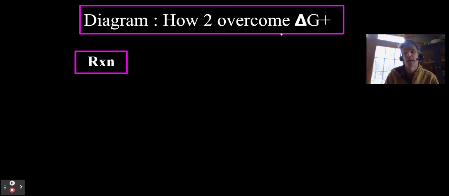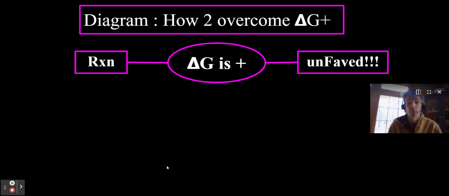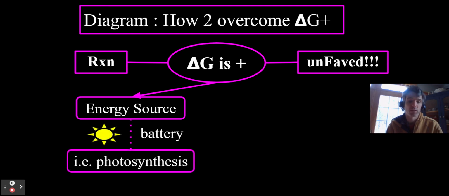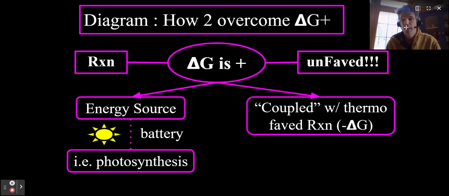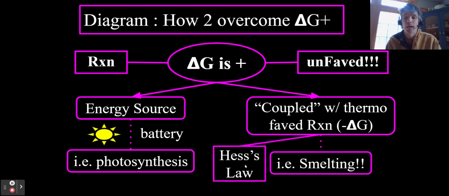I have a reaction with a positive delta G value, so that means it's unfavored thermodynamically. One way to get around this is to use an energy source, and that's just what we saw in photosynthesis. Your energy source doesn't necessarily have to be the sun. It could be a battery or a current, like an outlet. Or with coupling, you're going to couple it with a thermodynamically favored chemical reaction, one with a negative delta G. This is found in the process of smelting. Just remember to follow Hess's law when you do this.